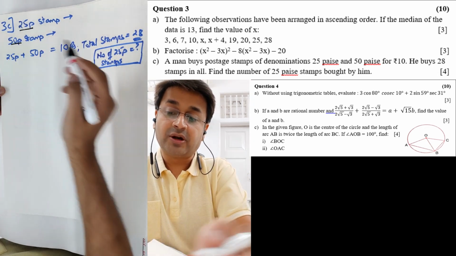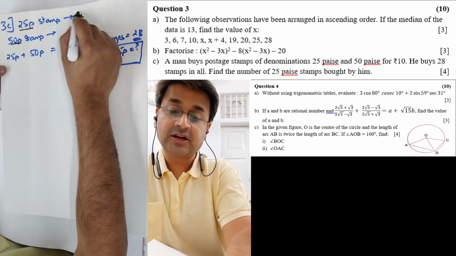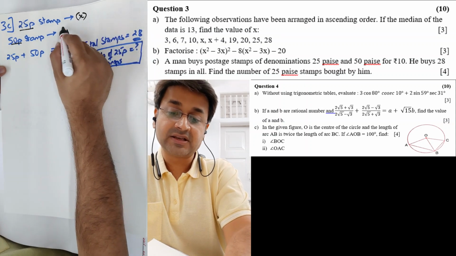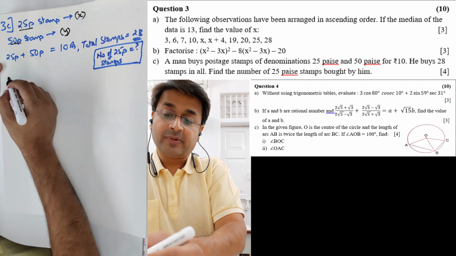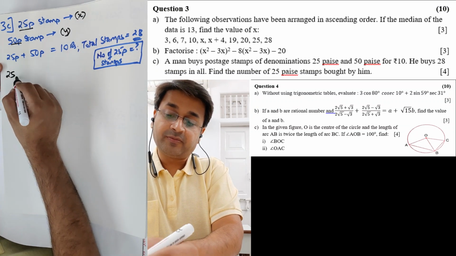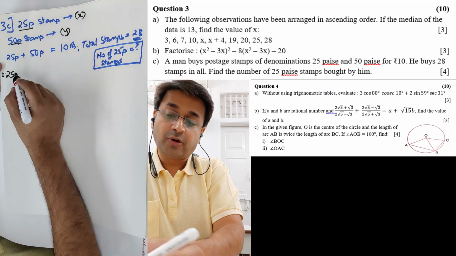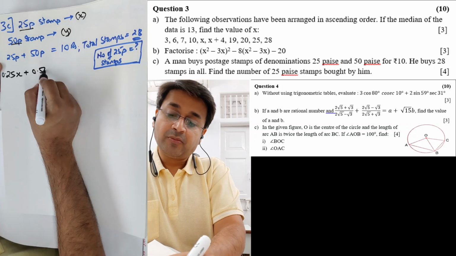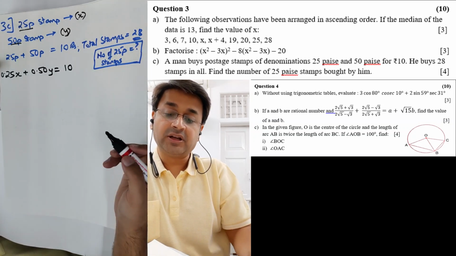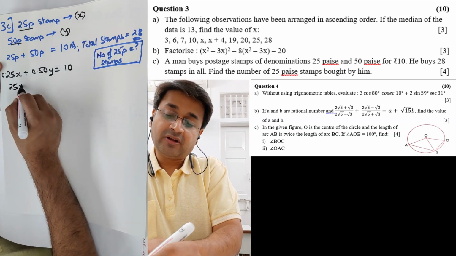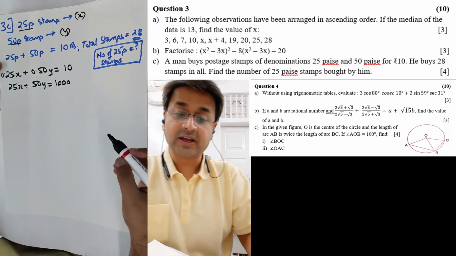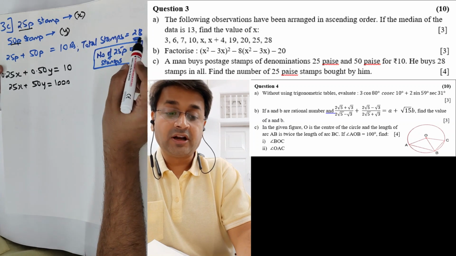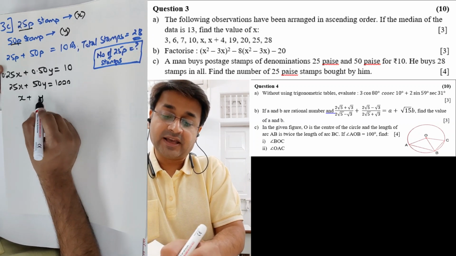There are some stamps, 25 paise and 50 paise. So let 25 paise stamps be x and number of 50 paise stamps be y. So 25 paise, the cost will be 0.25 into x, 0.50 into y, and total is 10 rupees. So 25x plus 50y equals 1000. I am multiplying everything by 100. Total number of stamps 28. That means x plus y.